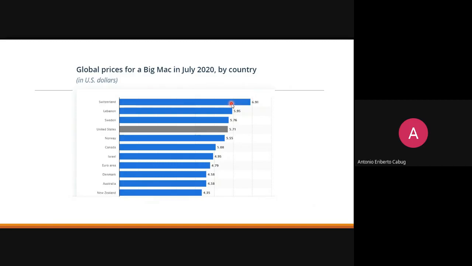Nakuha niyo ba yon? Now, if prices are different, okay, if the absolute PPP is not true, people will engage in arbitrage. They will buy where it is at a lower price and sell where it is at a higher price. Bibili sila kung saan yung mura, ibebenta nila kung saan yung mahal. If they will do this, the price of the Big Mac in New Zealand will increase because many people will order here. Dito na lang sila mag-order. Nakuha nyo? It will increase from 435 to, say for example, 5.5.